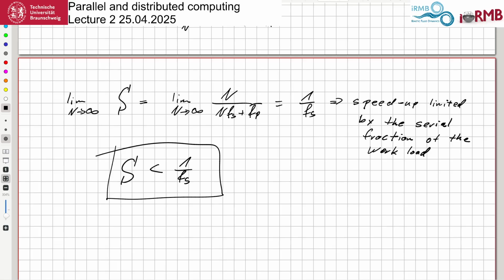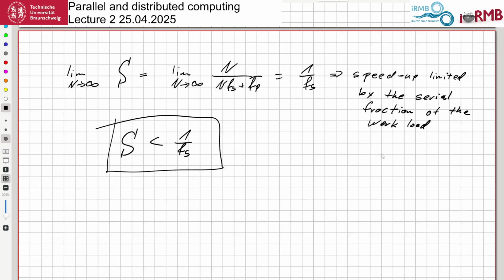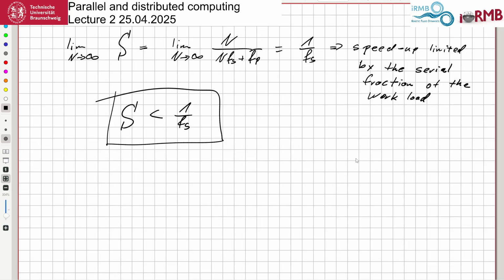Okay, so this is the strong scaling speed up. Any questions? If not, I'm a bit quick today, but it doesn't matter because we have something else in a minute. Okay, if no questions, then I have the next question.